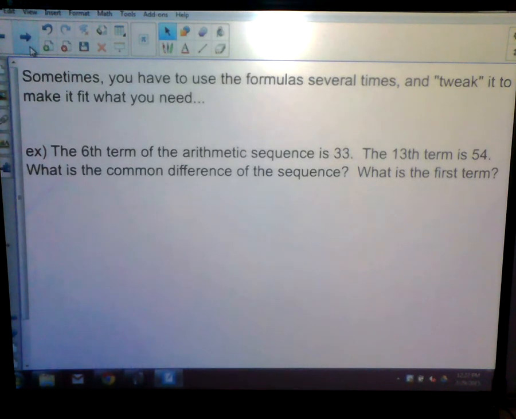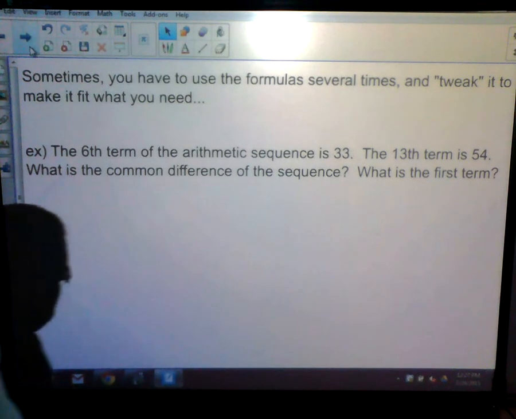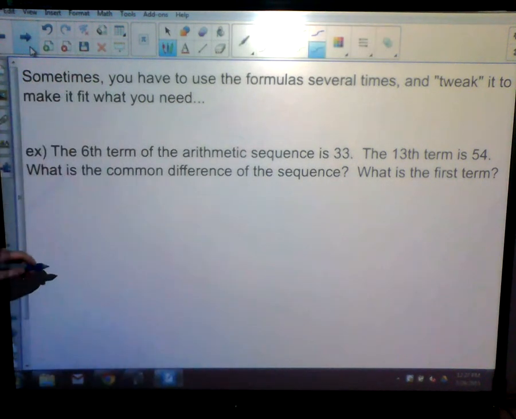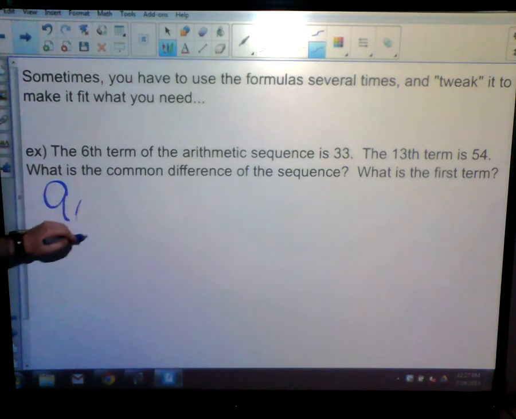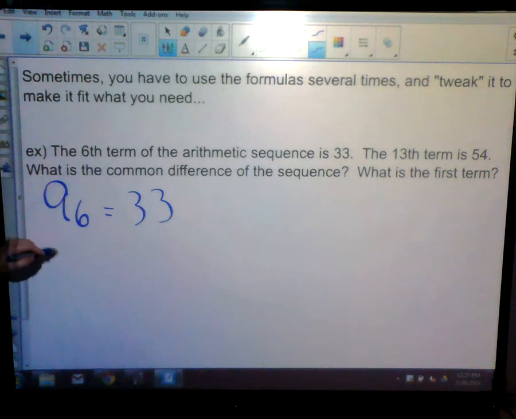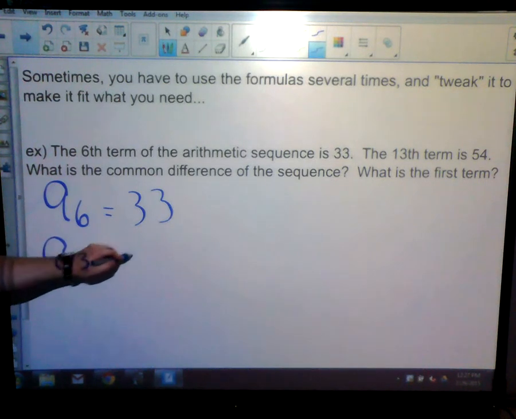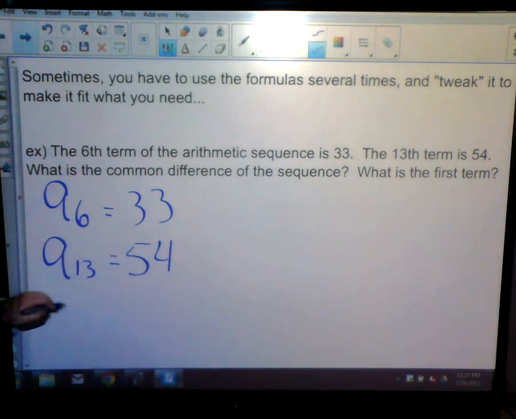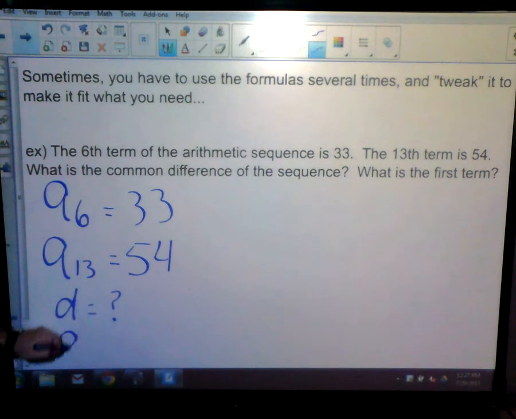Sometimes you have to use the formula several times and tweak it to make it fit what you need. So take a look at this. The 6th term is 33. So A sub 6 is 33. The 13th term is 54. A sub 13 equals 54. What's the common difference? And what's the first term?